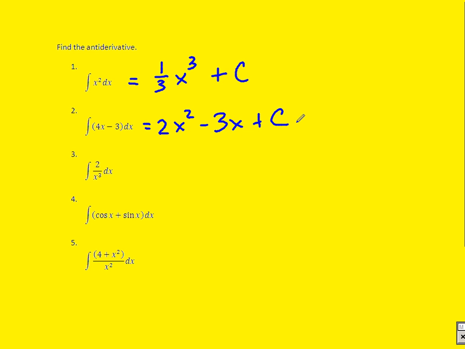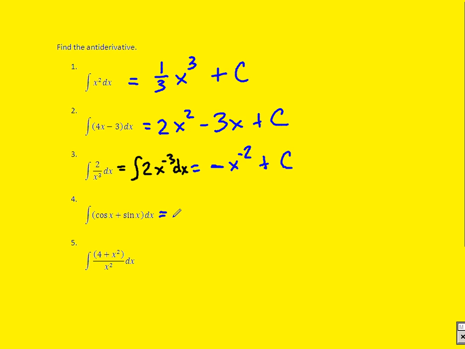For number 3, I'm going to first rewrite this as the integral of 2x to the negative third power. And then I can take my integral using the power rule. I need to add 1 to my exponent, that means x to the negative second power, and divide my old coefficient by my new exponent. So 2 divided by negative 2 gives me a negative 1. So negative x to the negative 2 plus c.